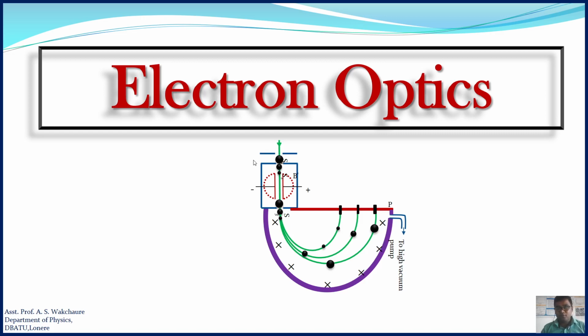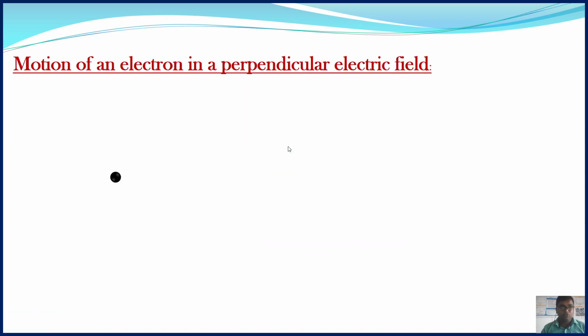This is the third video regarding electron optics. In this video, I am going to explain the concept of motion of an electron in a perpendicular electric field.